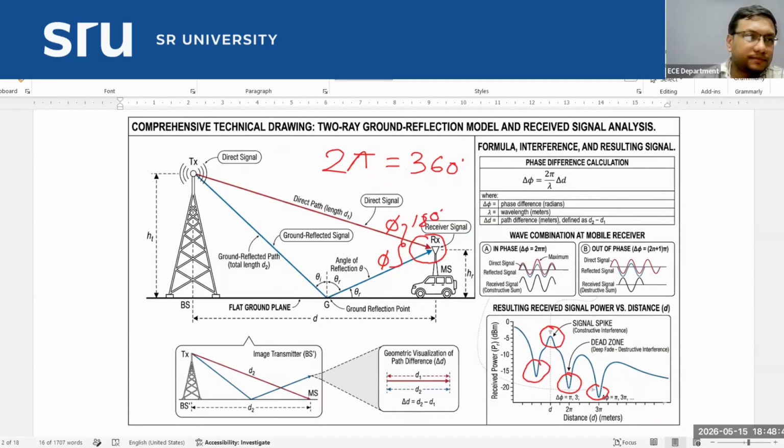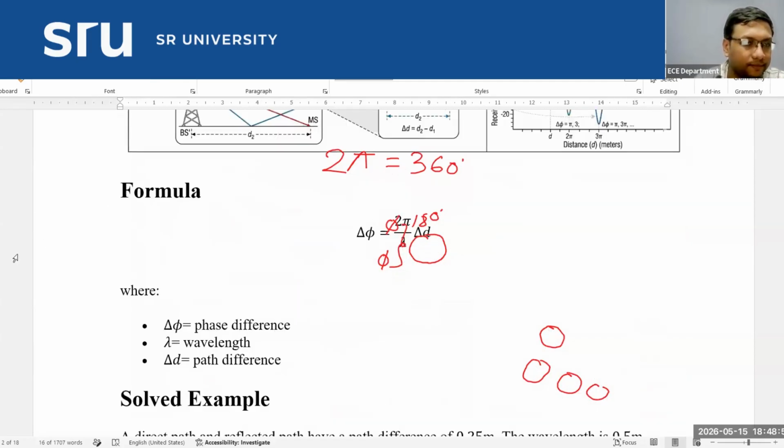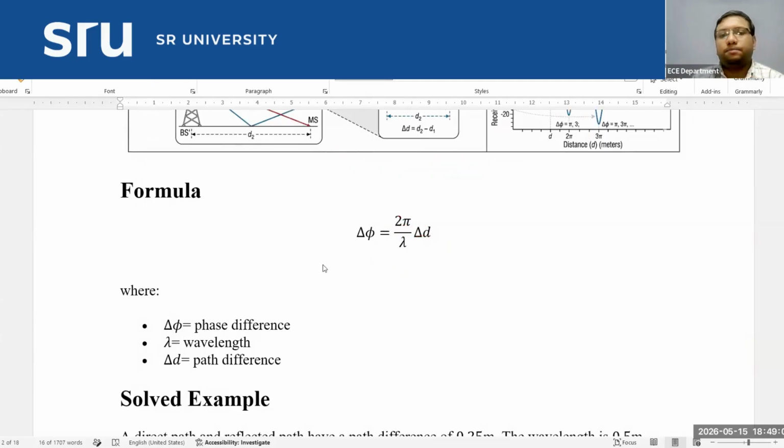So now, the key formula is: phase difference is equal to 2 pi by lambda into path difference. So this is our formula. Now let us focus on some solved examples.